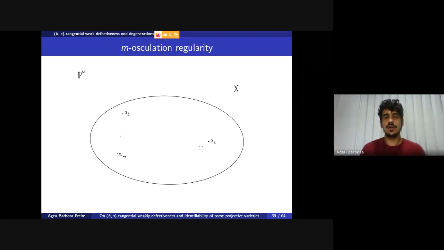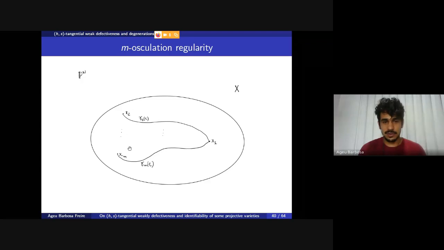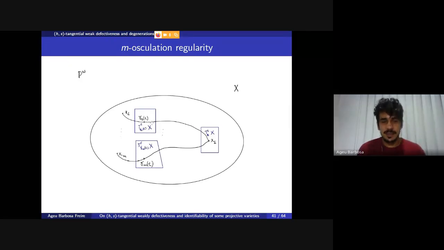We also will suppose that there exist rational curves connecting each point xi, with i running from 2 to m, to the fixed point x1. Let me denote these rational curves by gamma 2, ..., gamma i of t. Now, for each t in P1 minus 0, we can consider the s osculating space of X at the point gamma i of t.